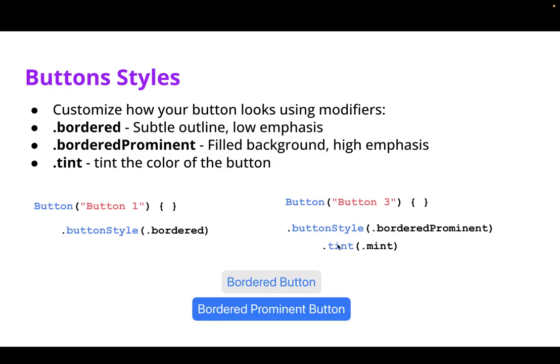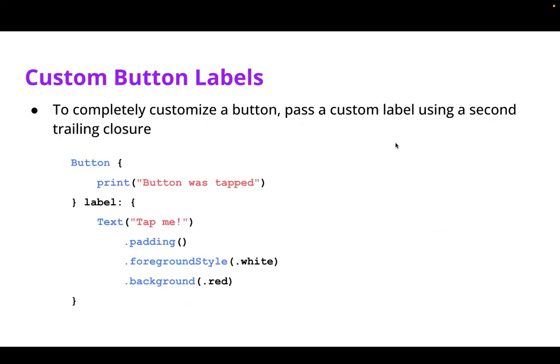But if we were to define it as mint, then this color instead of blue would just be mint or purple or any other color you might want for your background. Okay. And buttons also have a way to customize them even more than just using modifiers, and that's by passing in a custom label using a trailing closure.